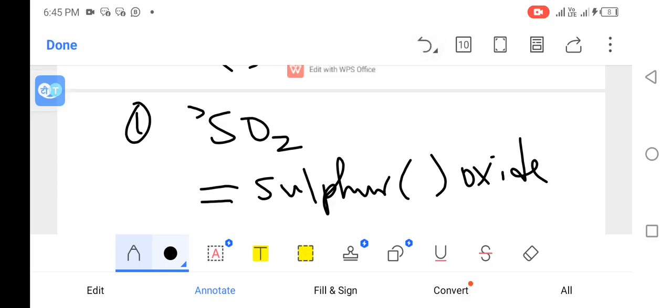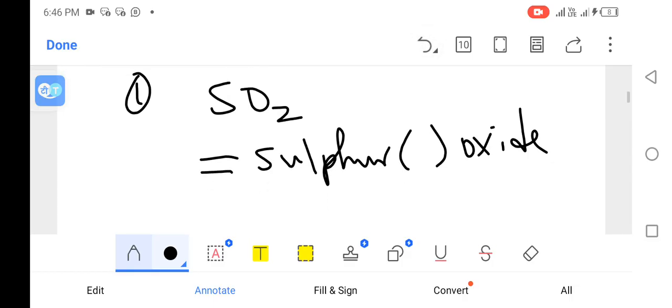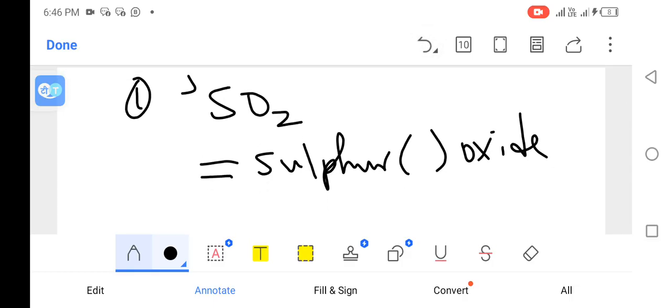Now, because sulfur comes before this gap, I will let sulfur be my unknown, which means I want to get the oxidation number of sulfur. I want to know what number sulfur is in this. Let sulfur be Y.